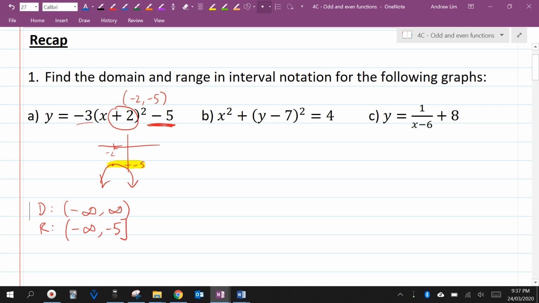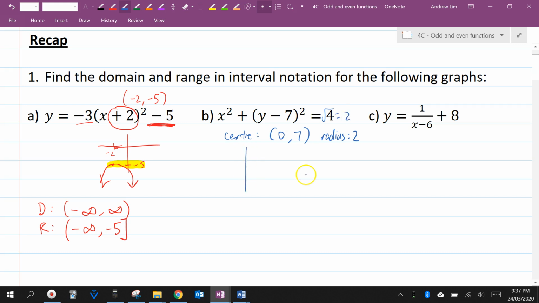Okay, question B. We have x squared plus y minus 7 all squared is equal to 4. What shape is this? This is a circle, and the center of the circle is going to be 0, positive 7. So here there's no brackets for x, so it's not moving left or right, so it's just 0. But this minus 7 tells us it's actually going to go up 7 because it's in brackets. The brackets tell us we move in the opposite direction. So center is 0, 7, and the radius is 2. Okay, the square root of 4 is 2.